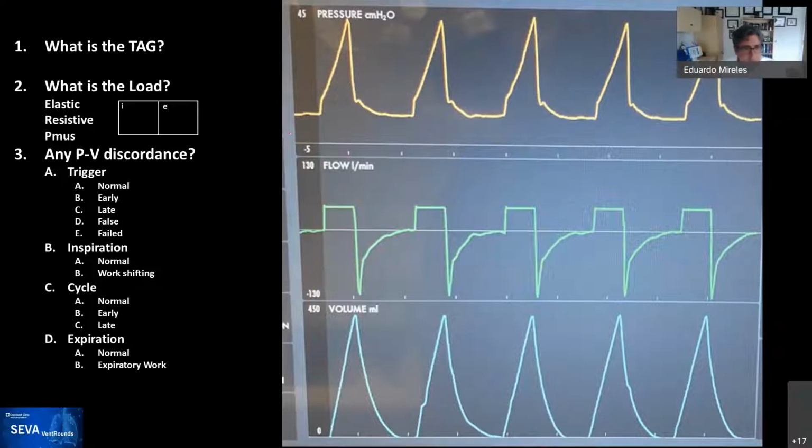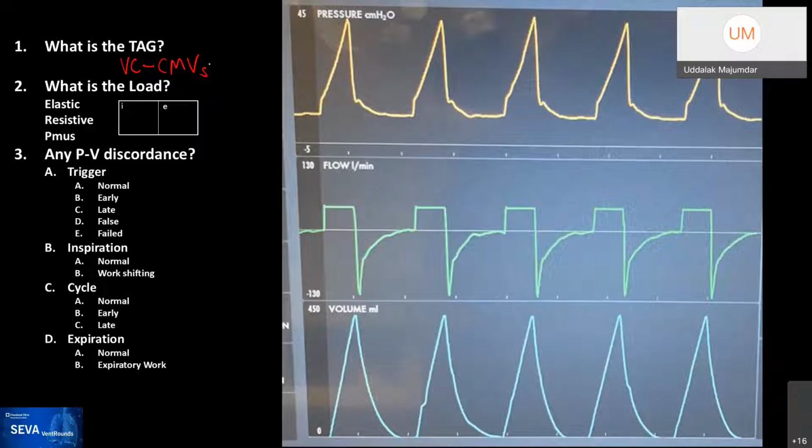Uri is one of our fellows. We're all ears, Uri. Okay, so I can see the flow waveform, and the flow waveform is machine controlled, so I would use volume control. That's my target control variable. Then looking at the breathing sequence, I think this is mandatory, so I would say CMV. And then I would say S because everything is set point.